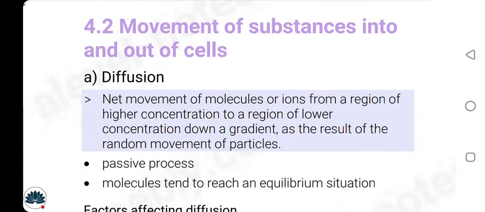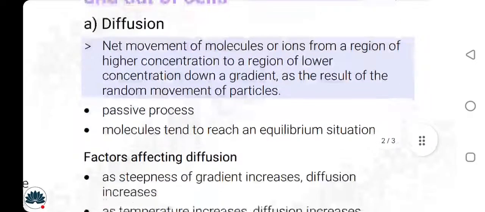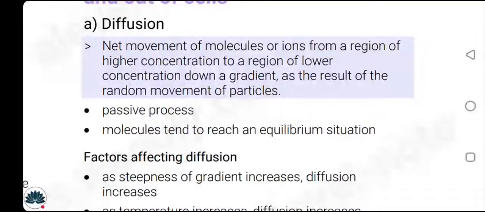What is diffusion? The net movement of molecules or ions from a region of higher concentration to a region of lower concentration, down a concentration gradient, as a result of the random movement of particles. It is a passive process, and molecules tend to reach an equilibrium situation. As you know, diffusion occurs until an equilibrium is observed.